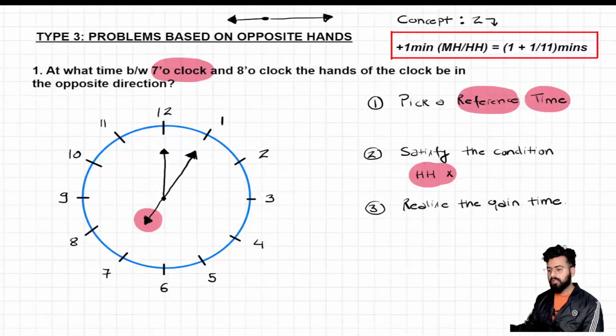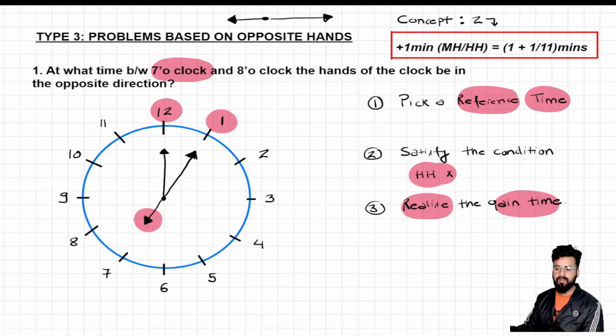And while doing so, now the next step is you need to realize the gain time. What is the gain made by minute hand? You would say, sir, minute hand was at 12. Initially, minute hand was at 12. And now to make condition true, it is being shown at 1. So what is the gain?